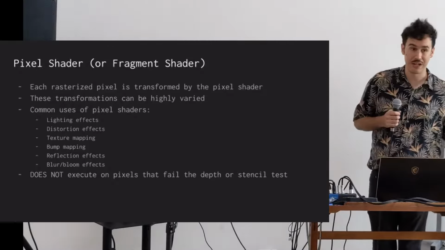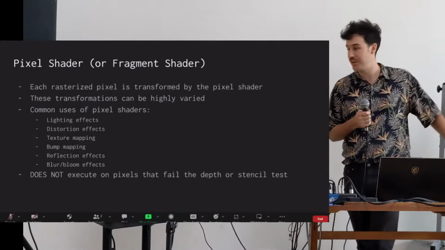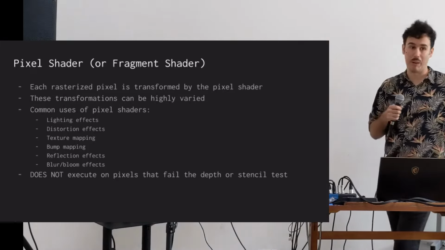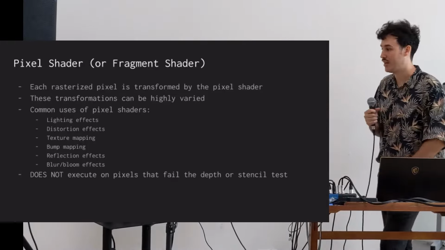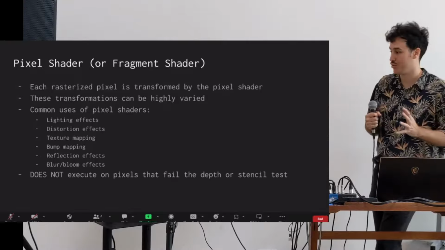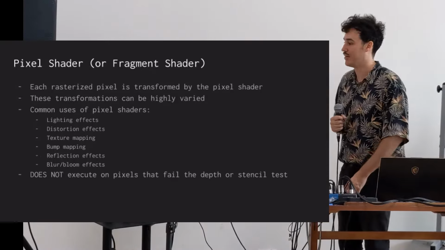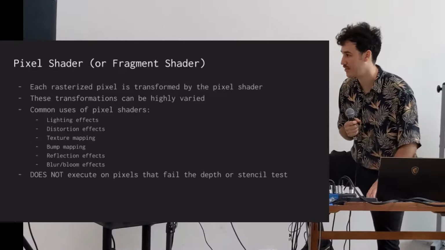You can do lighting effects with a pixel shader. You can do distortion effects. You can map textures onto a space. You can do bump mapping or normal mapping. You could program reflection effects, blur or bloom effects. All of these things are happening in the pixel shader. And again, these things are not executing on pixels that fail the depth or the stencil test.